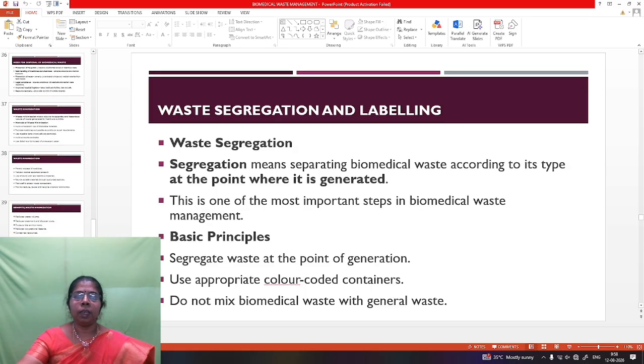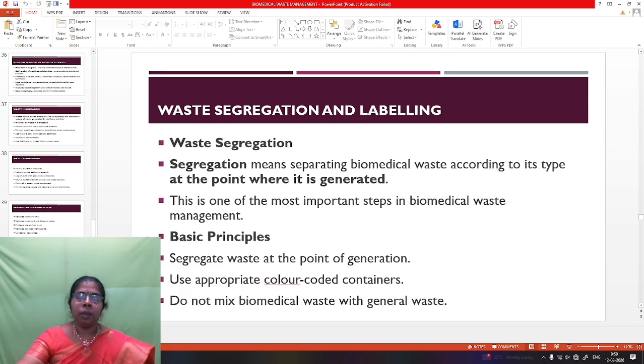Next one is waste segregation and labeling. Segregation is separation. So we separate biomedical waste according to its type at the point where it is generated. At the point of generation itself, we have to separate the waste. This is one of the most important steps in biomedical waste management, and the basic principles are: segregate waste at the point of generation, use appropriate color coded containers, and do not mix biomedical waste with general waste.